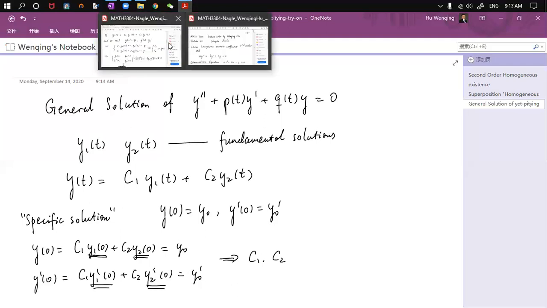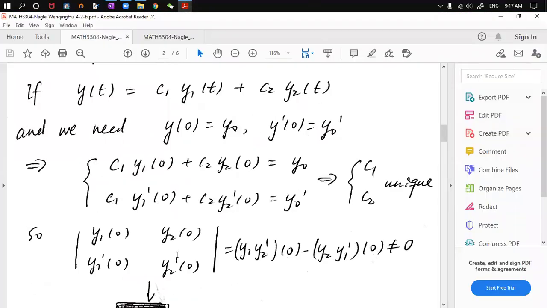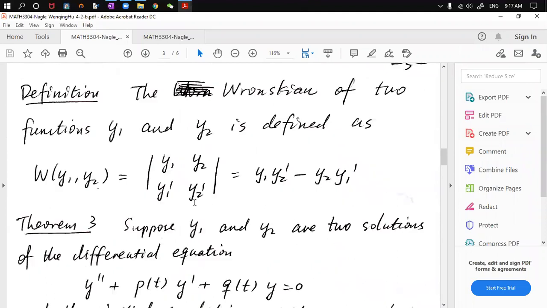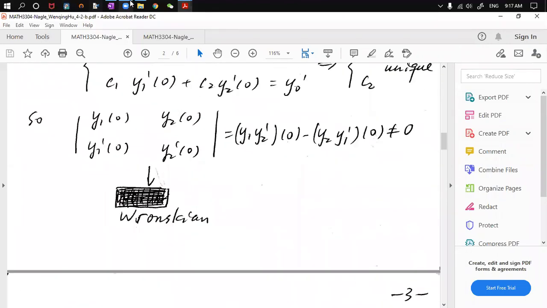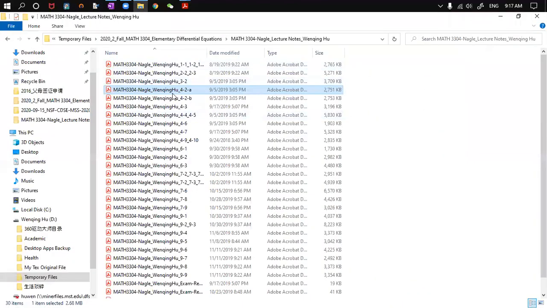And this is actually what happened in our examples from the previous lectures.